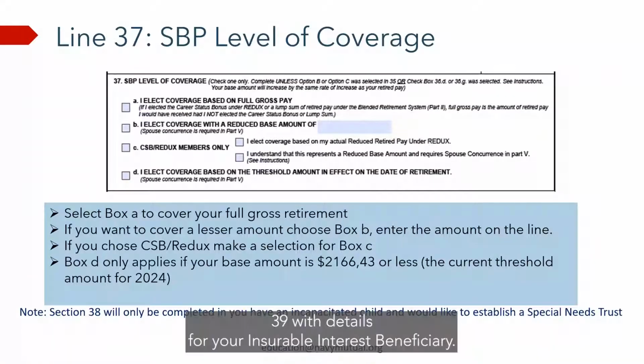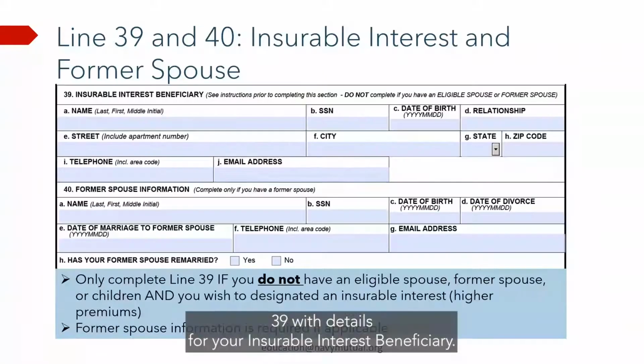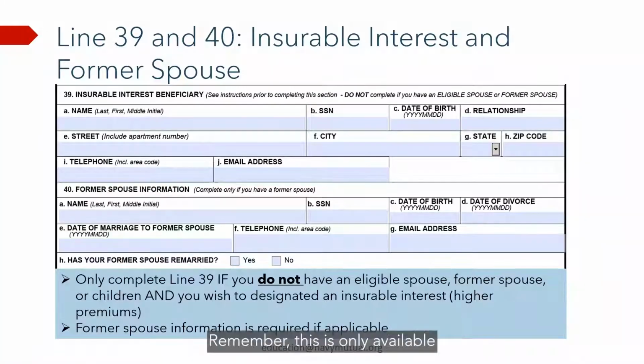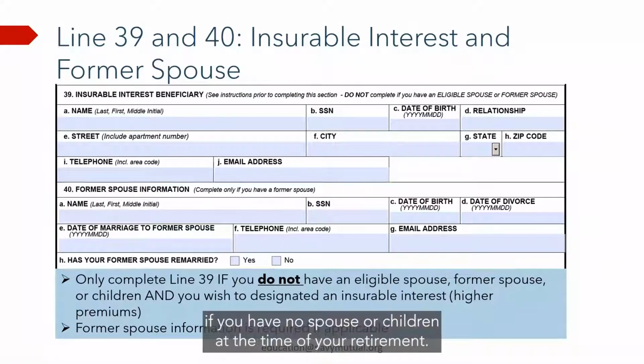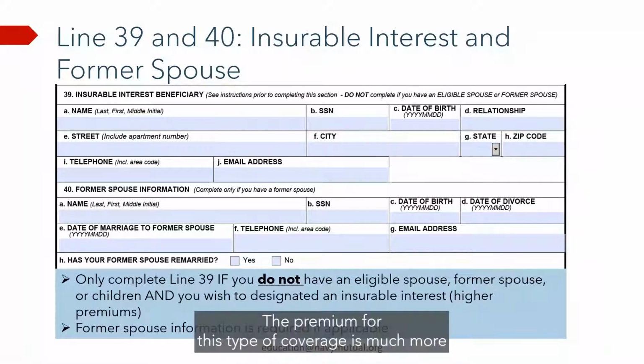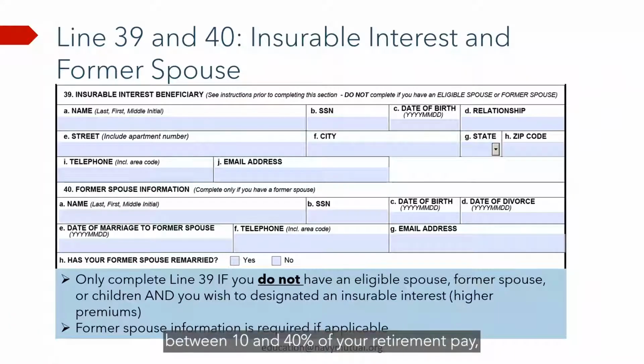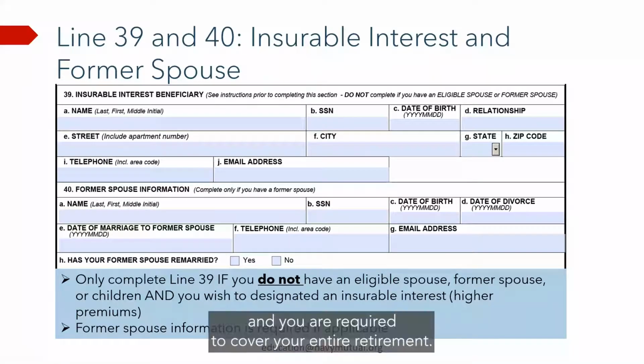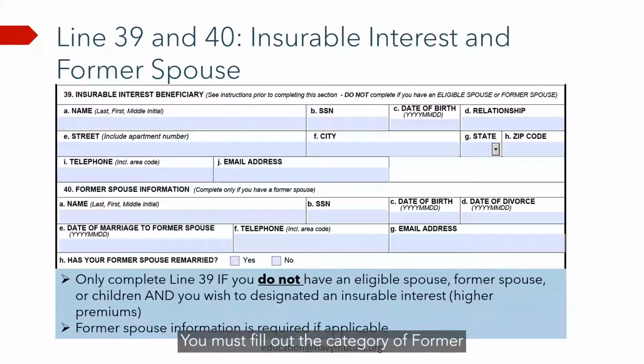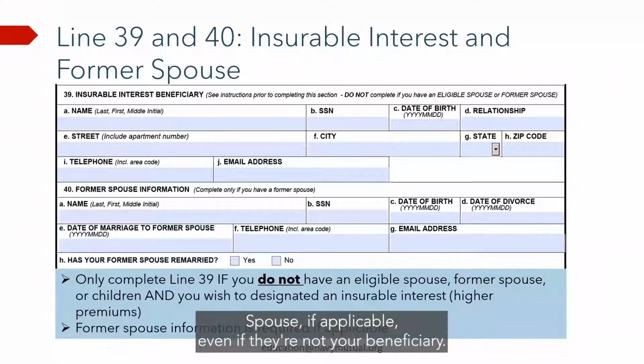Complete line 39 with details for your insurable interest beneficiary. Remember, this is only available if you have no spouse or children at the time of your retirement. The premium for this type of coverage is much more, between 10 and 40% of your retirement pay, and you are required to cover your entire retirement. You must fill out the category of former spouse if applicable, even if they're not your beneficiary.